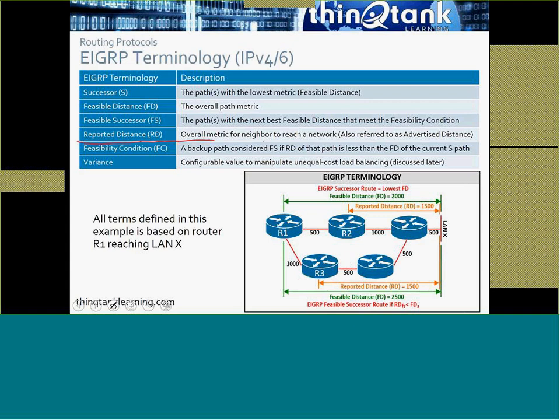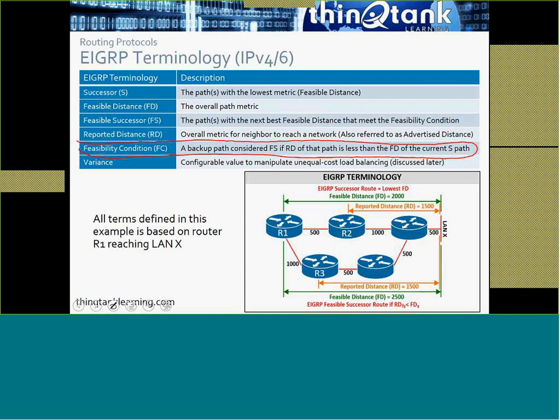Here's the definition of feasibility condition. I'm going to mention this a couple of times. It usually takes students about 3 or 4 times going through it to actually figure it out. Feasibility condition: a backup path is only considered a feasible successor if the reported distance of that path is less than the feasible distance of my current successor path.